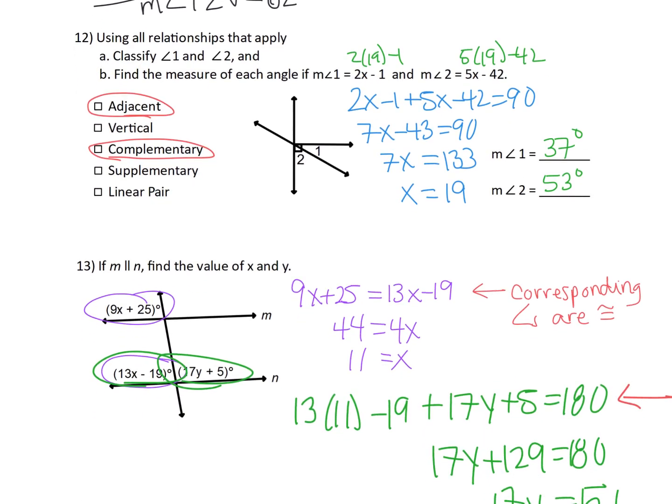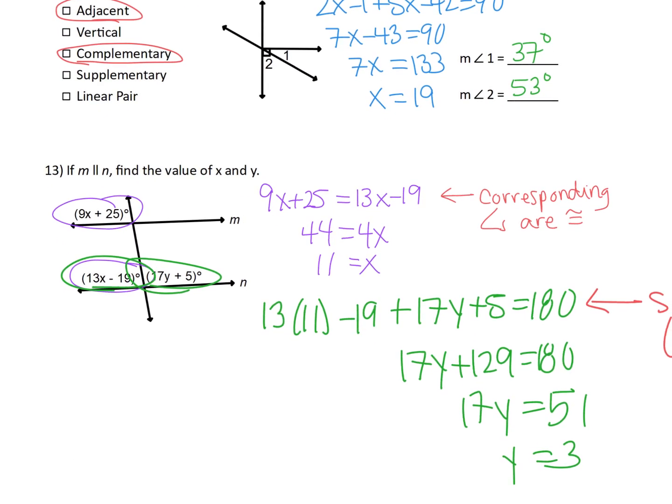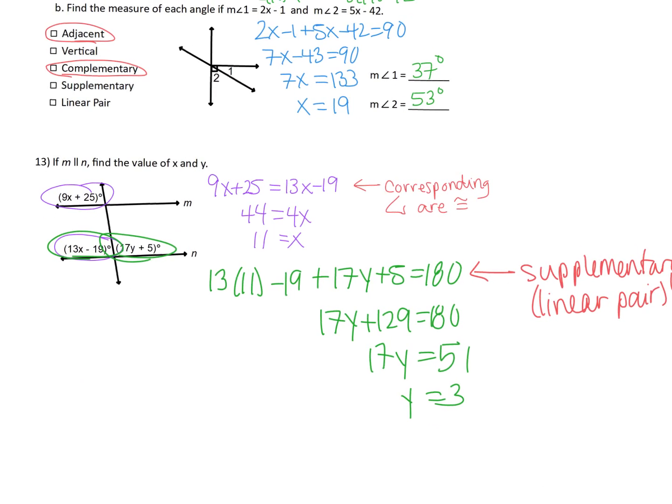Okay. Number 13 was parallel lines cut by transversals. See everything here. So the purple relationship is where we had to start because those are the two that both have x's. So these are corresponding angles, and corresponding angles are congruent. So you set them equal to each other and you solve for x. Now that I know that x is 11, I know what this angle measure is, though I'm not actually bothering to find it right now.